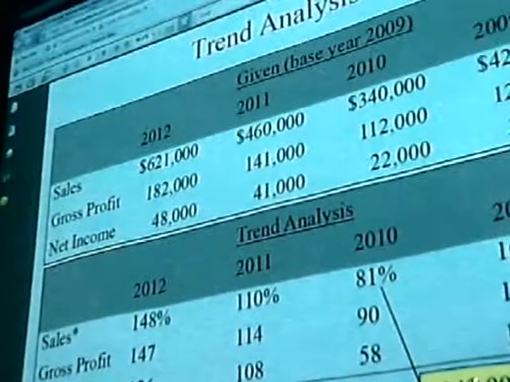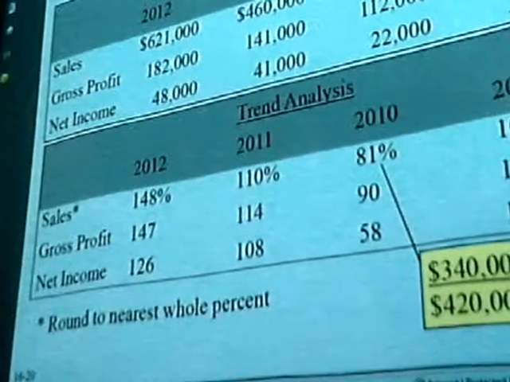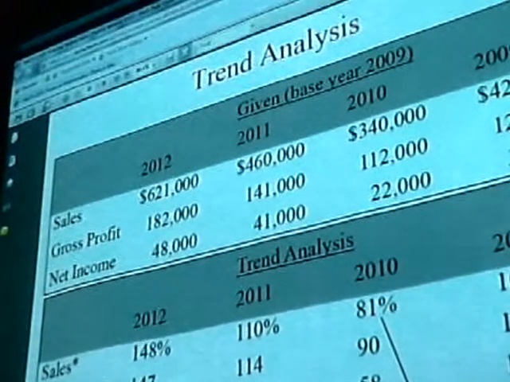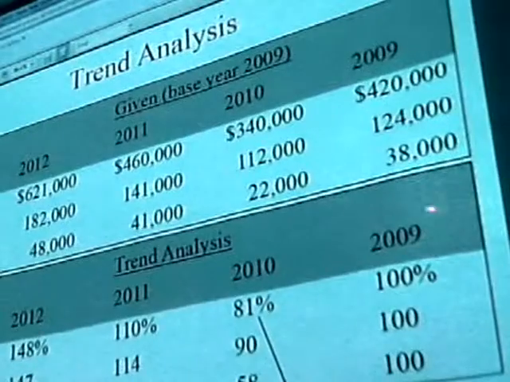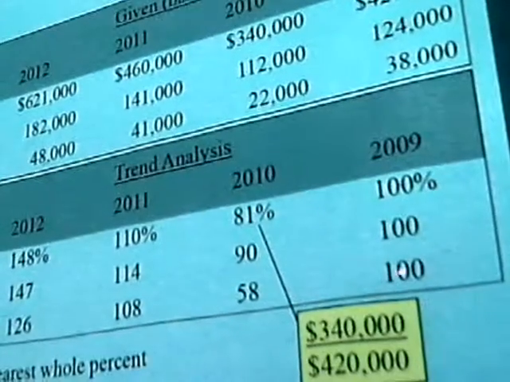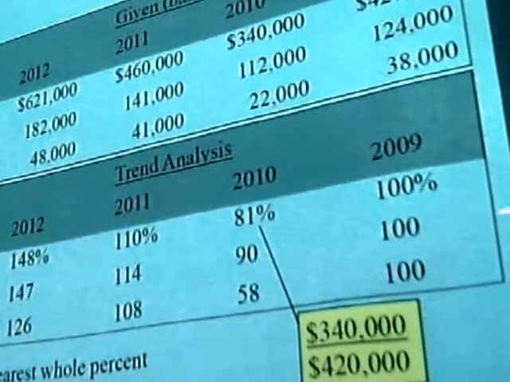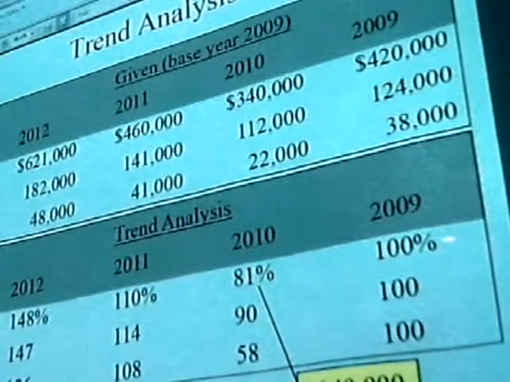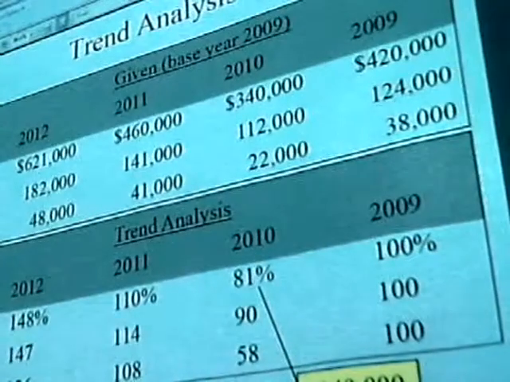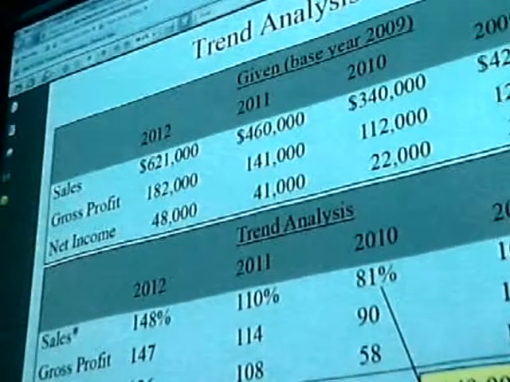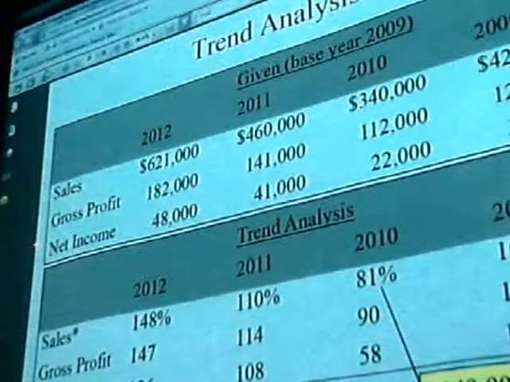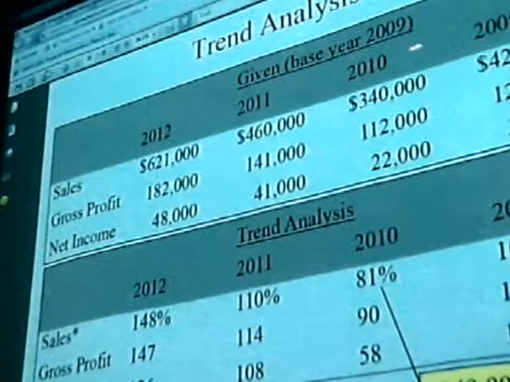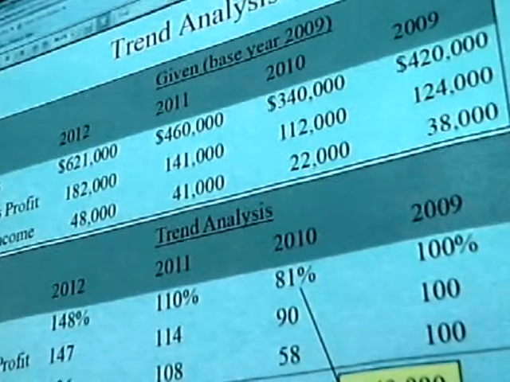And they give you a hint right here. Your base year in this problem is always going to be the earliest year, as usual. So 2009. What do you notice down here in the answers? They're all 100%, because 420 divided by 420 is 100%. Now, what three things are we looking at? Sales, gross profit, and net income. We're comparing them from 2012 to 2010 or 2009.